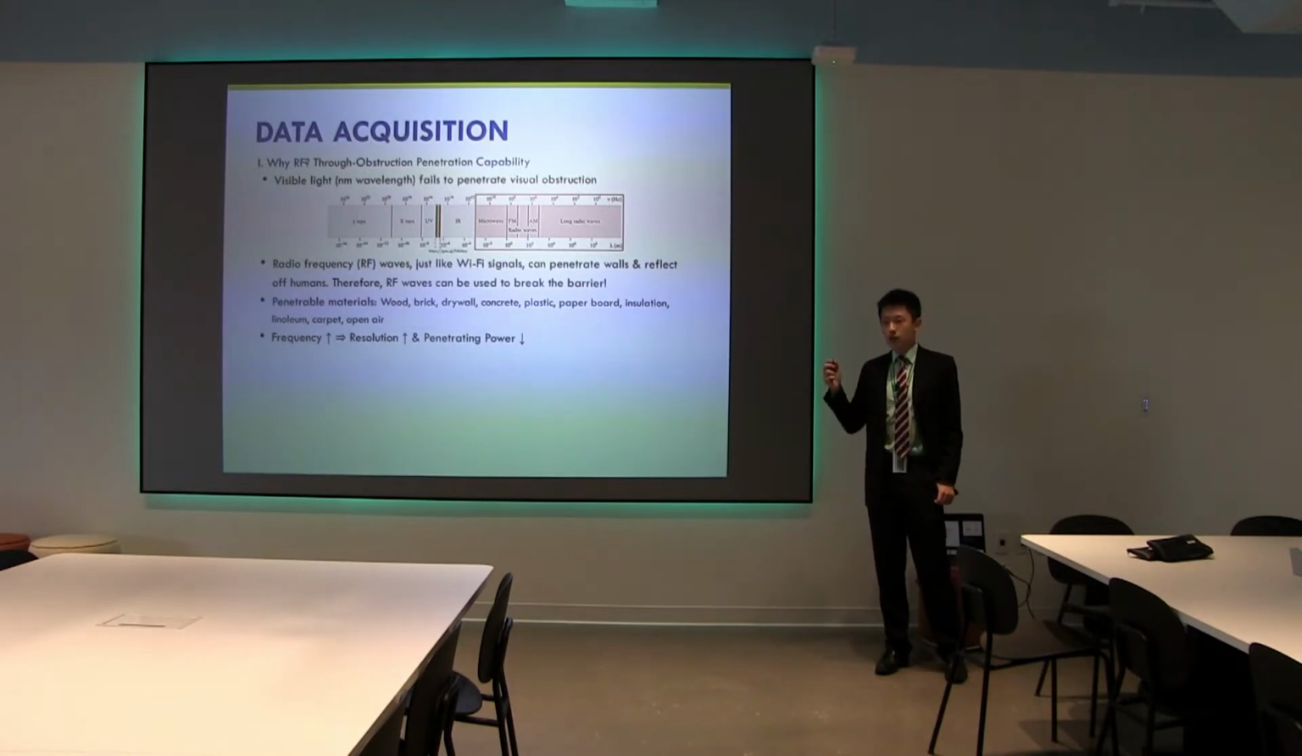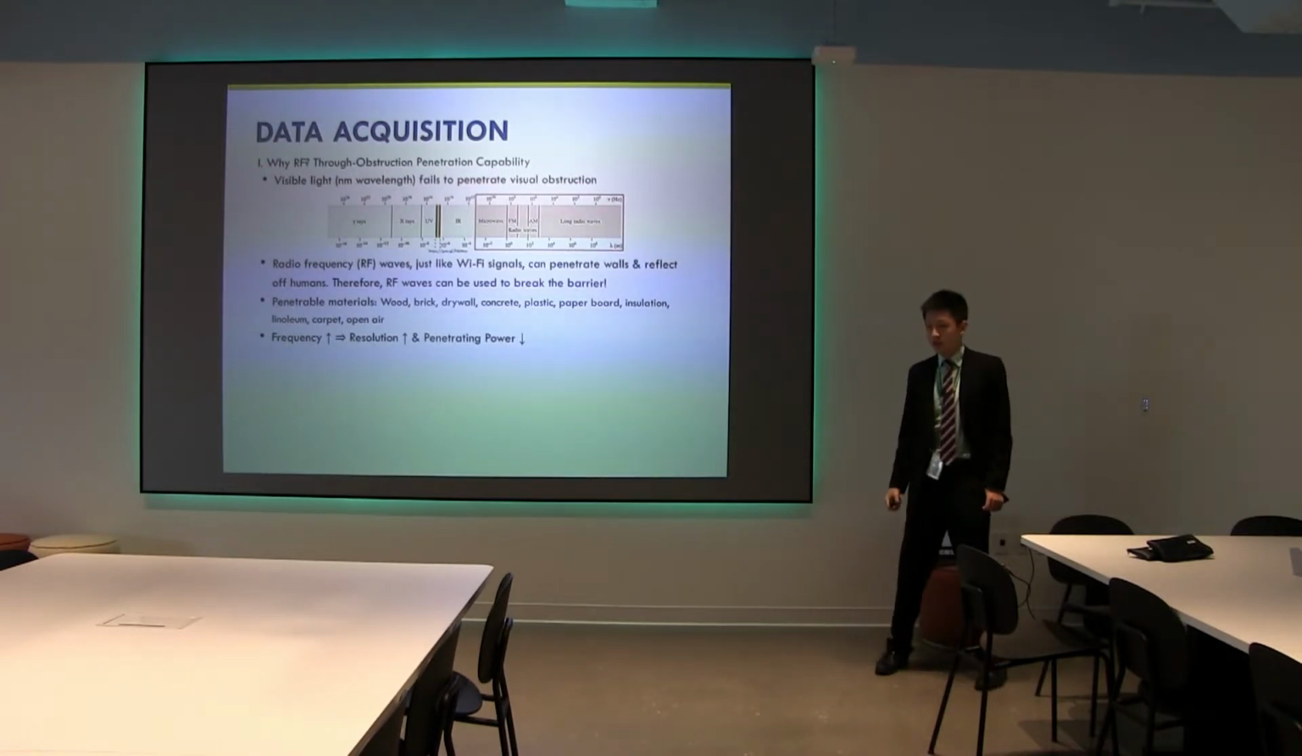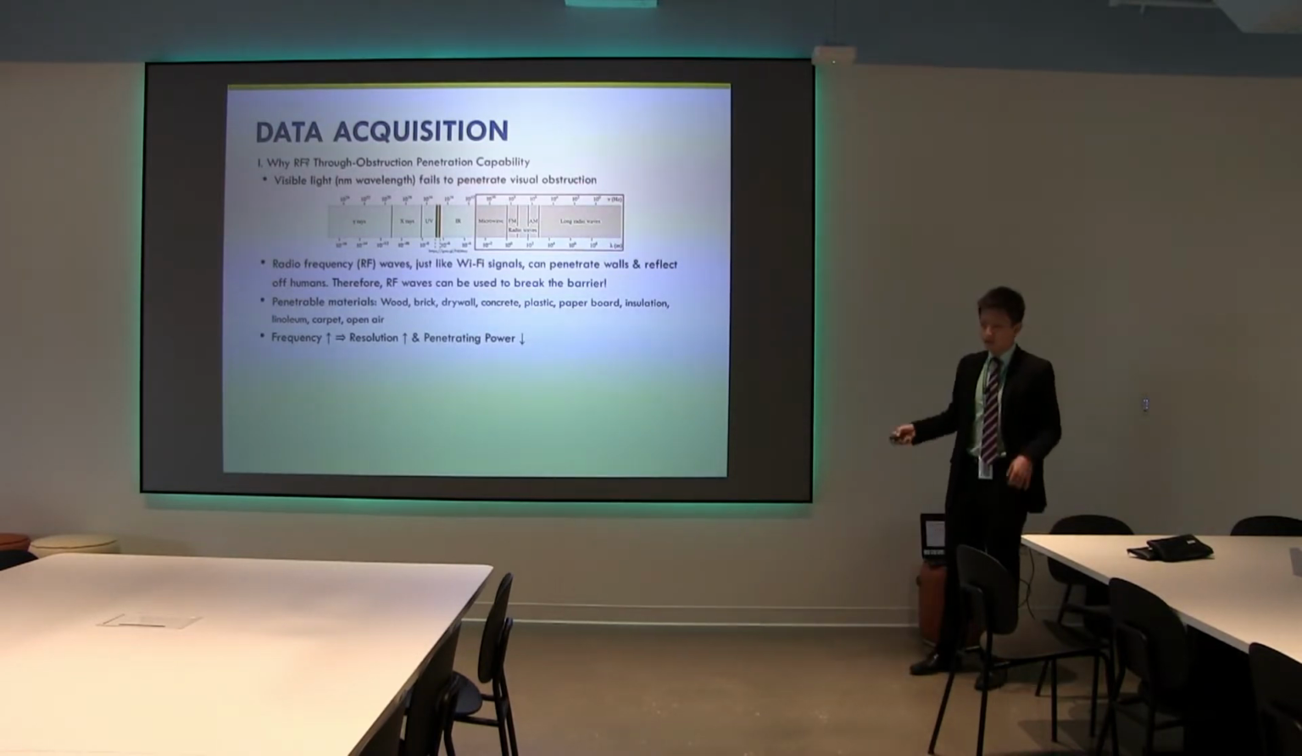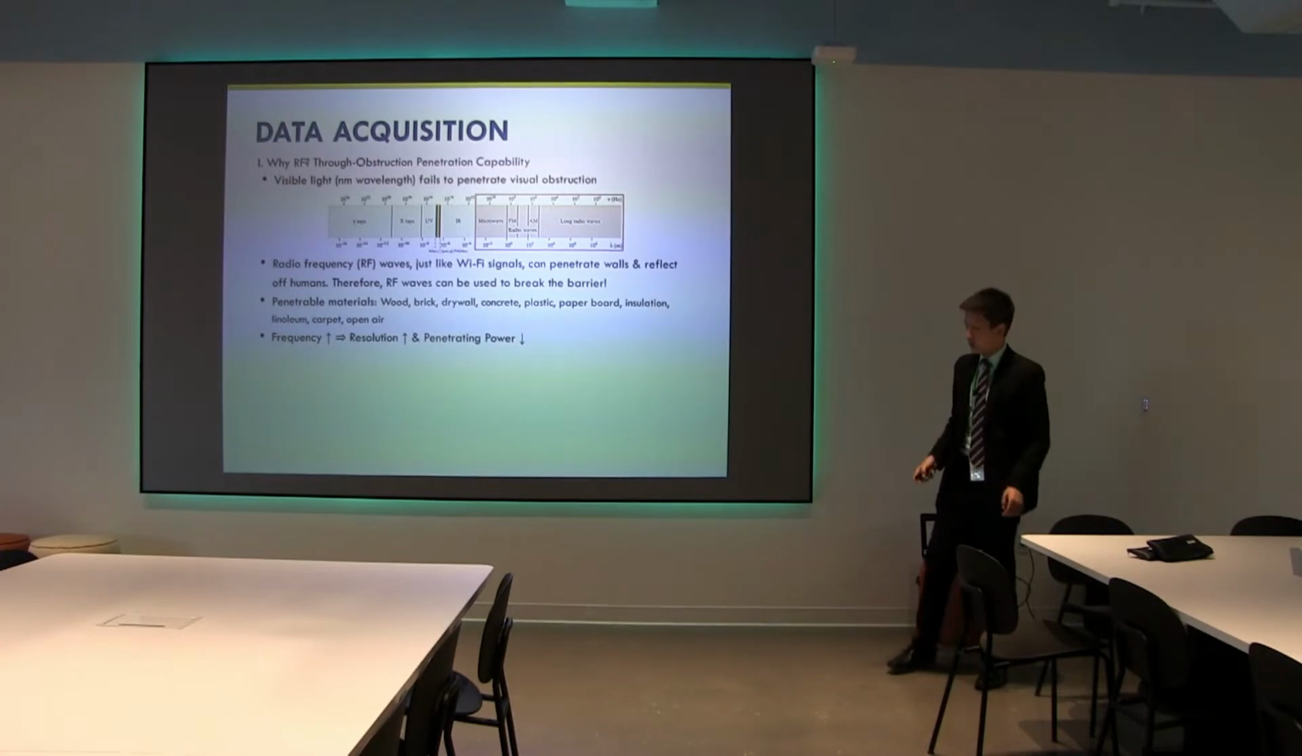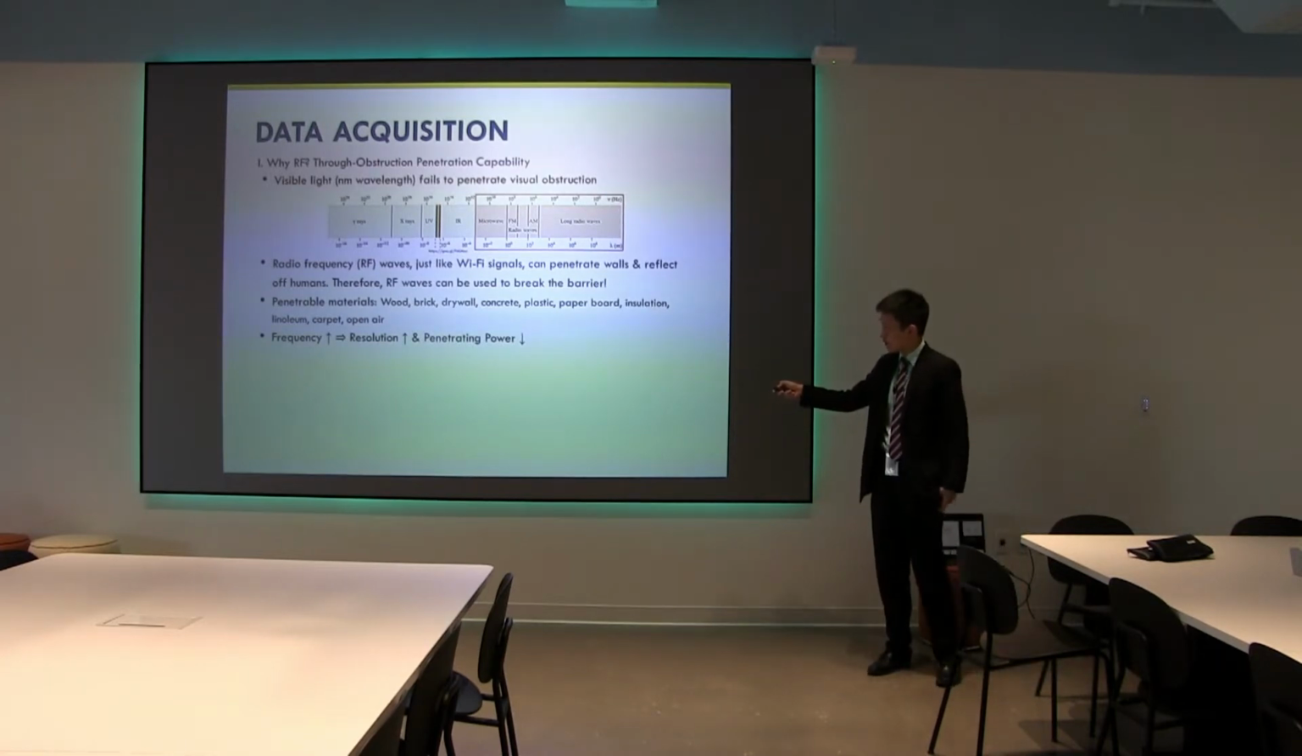And also, based on additional research, these also bounce off of humans at quite a reliable rate. So these are, I guess you could say, the best version of the radio frequency spectrum, the best kind of slice that we can use. So penetrable materials are wood, brick, drywall, concrete, etc. What you would generally think of as wall structures.